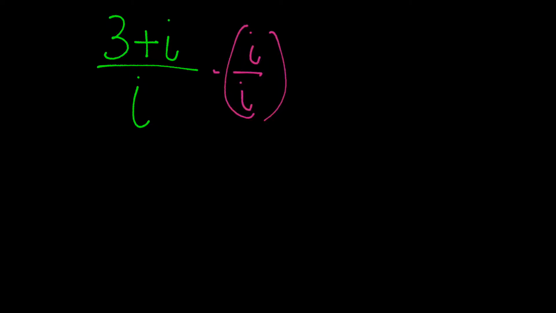So, the bottom, that'll be the easiest part first. We're just going to have -1 on the bottom, because I times I is -1. And for the top, we're going to have to do some distribution like we learned about in our multiplying complex numbers video. So I have 3 plus I being multiplied by I.